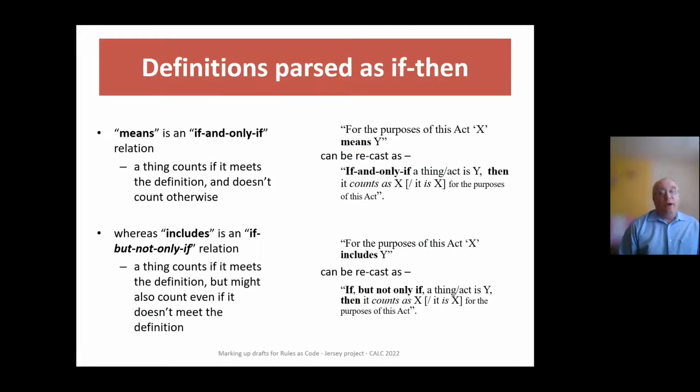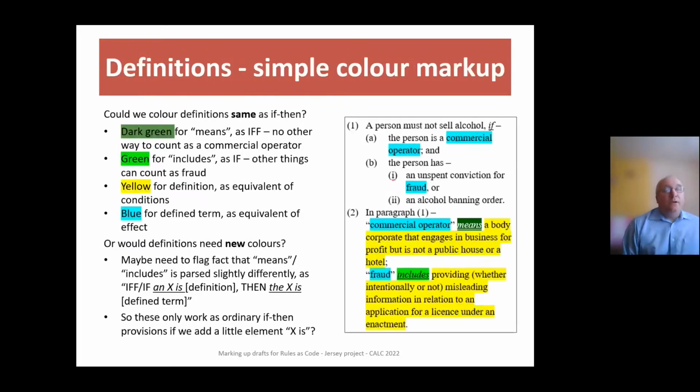If then is not only about that kind of legislative proposition, it's also about definitions, because effectively a definition is saying if something meets this definition, it counts as this defined term. That's a means definition. If it's an includes definition, then the difference is just that the means one is if and only if, and the includes one is if but not only if. So you can try simple color markup again there.